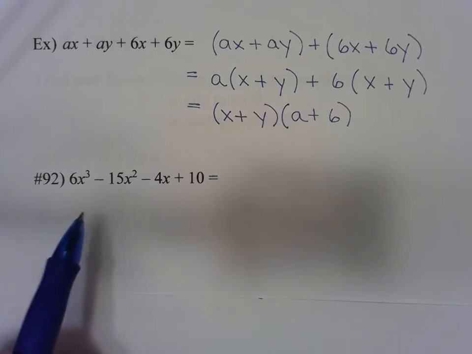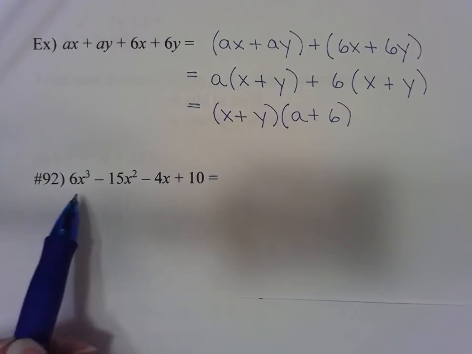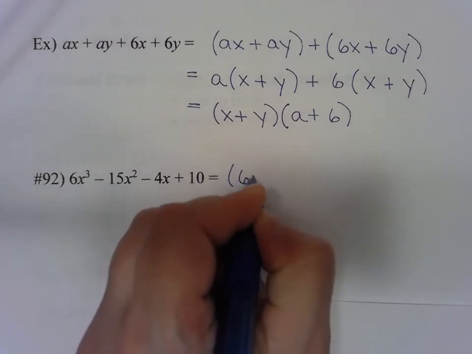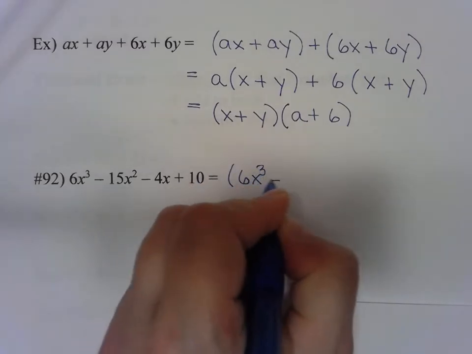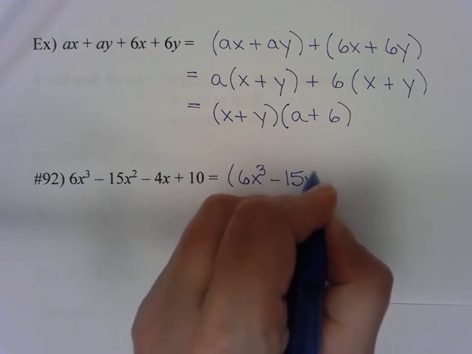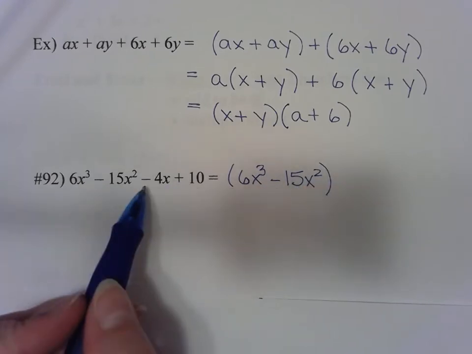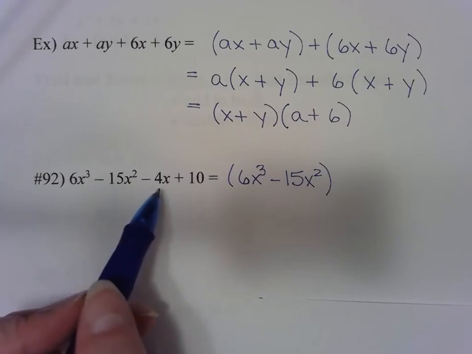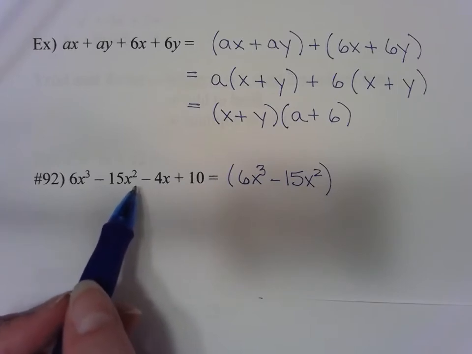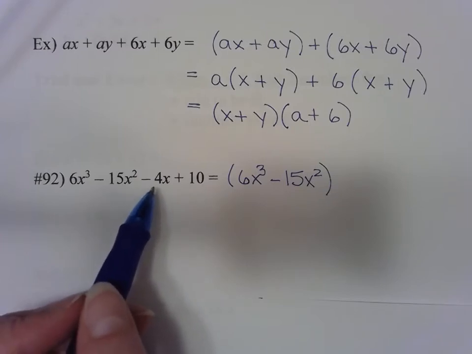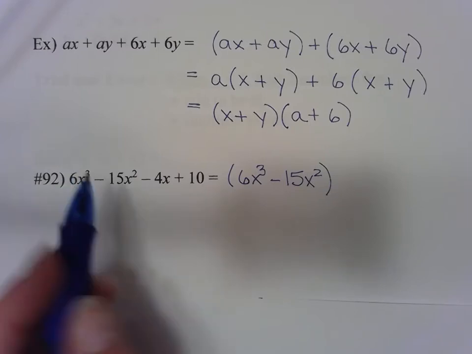I want to do the same thing here. I want to pair them up. So I'm going to pair up the first two, 6x cubed minus 15x squared, and I'm going to pair up the second two. Anytime I have a minus in the middle, I want to shuffle that into the second pair and put a plus in between. Subtracting this 4x is the same as adding negative 4x. And so I'm using that to help me out here.